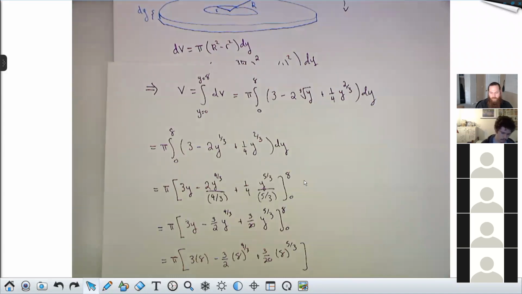And the cube root of 8 is 2, right? The 1/3 power of 8 is 2. So for this middle term, 8 to the 4/3 is the same as 2 to the 4. And for this last term, 8 to the 5/3 is the same as 2 to the 5.